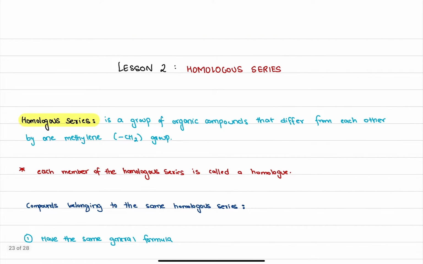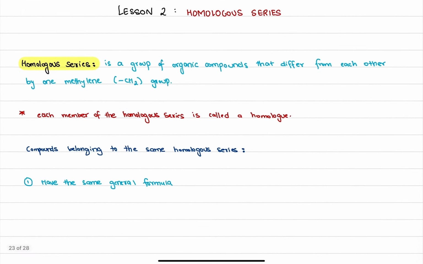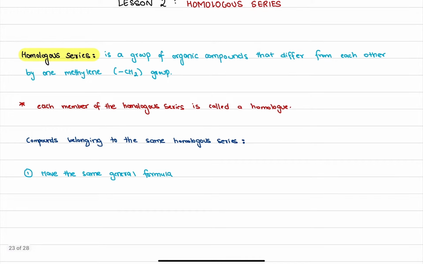Alright, the next very important thing to learn about homologous series is the compounds which belong to the same homologous series, for example, as we discussed, methane, ethane, and propane. What causes them to be placed in the same homologous series? There should be some criteria, right? There's something that should be similar.